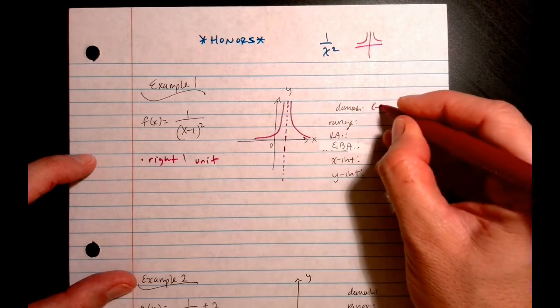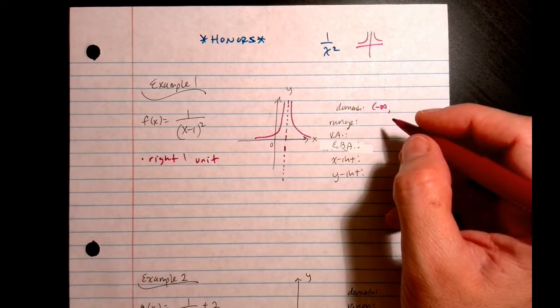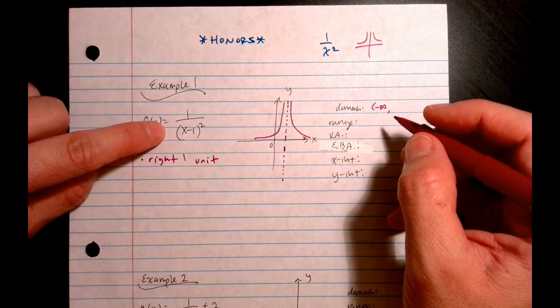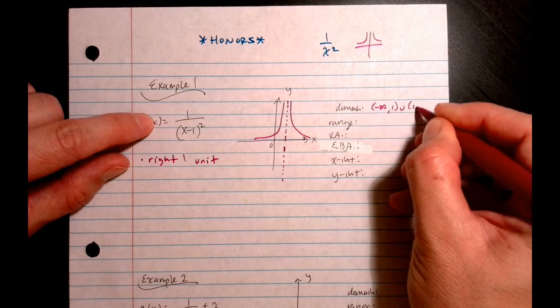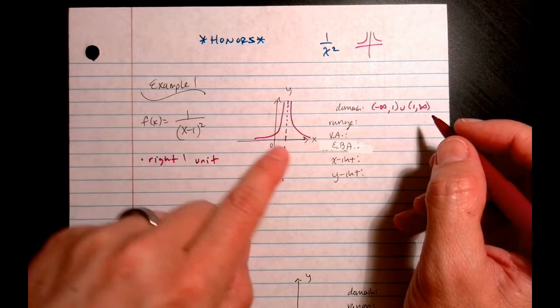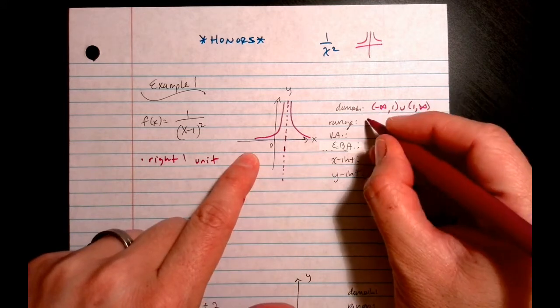So my domain is going to be all real numbers except 1. Now you can check. If I plug 1 into here, I get 0 in the denominator. So all we have to do is exclude 1. Now my range is going to be exactly the same as the parent function. It's never going to touch the x-axis.